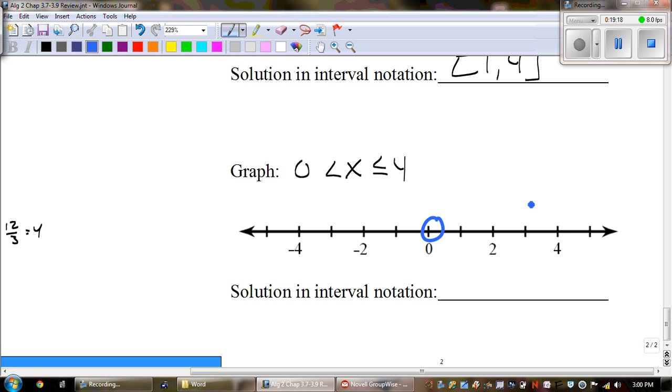Okay, you should have gotten that it was open at 0, closed at 4. We shade the middle, and then in interval notation, we have open at 0, closed at 4.